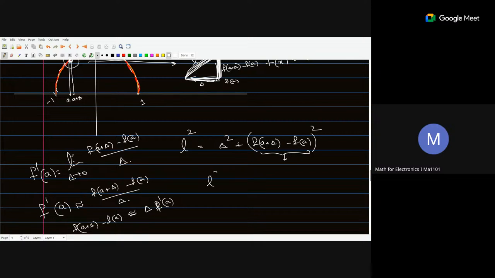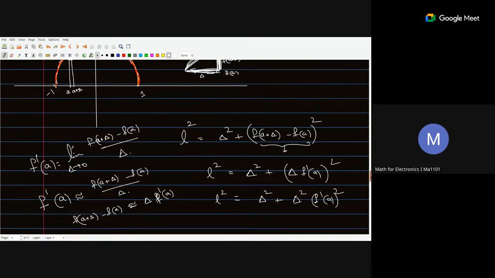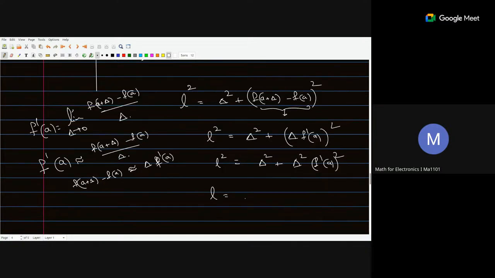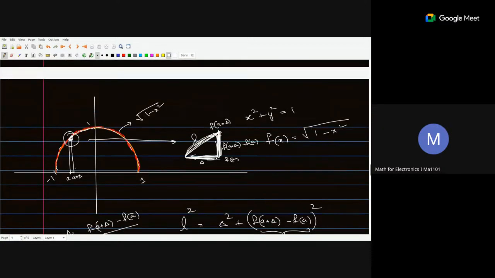Now you just substitute that. You will get L square is delta square plus delta f prime of a, whole square. So L square is delta square plus delta square f prime of a whole square. If I take the square root, this becomes delta times square root of 1 plus f prime of a whole square. And this L is this L, the length at this point a. And this a can go from minus 1 to plus 1.